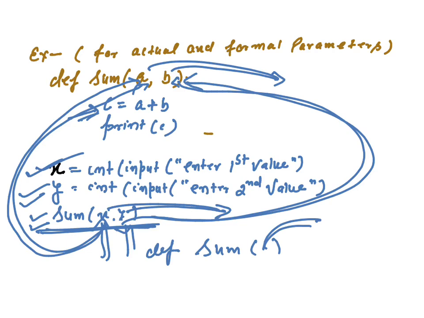Here we have the concept of function with arguments. You have used the arguments or the parameters a and b, x and y. A and b are here the formal parameters, and x and y are here the actual parameters. So the formal parameters will receive the values of the actual parameters. I think it should be clear.